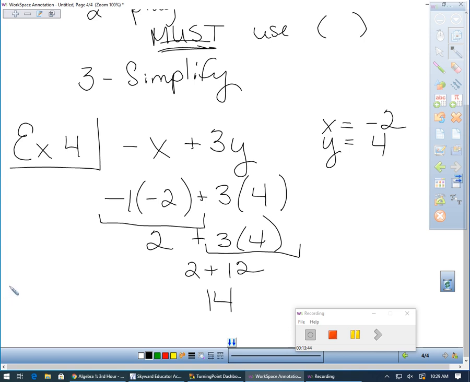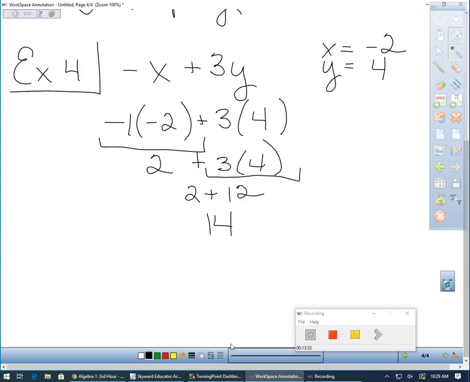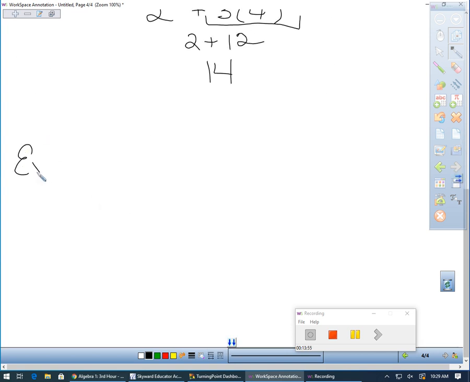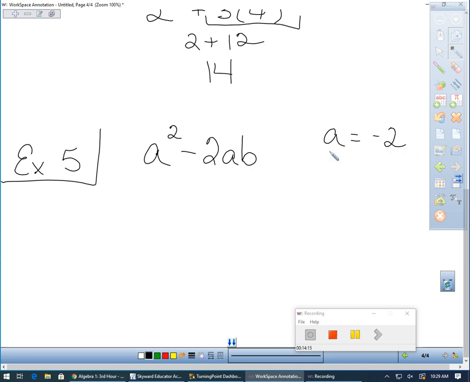Let's try another one. Example number 5. All right, let's say we have a squared minus 2ab, where a equals negative 2 and b equals 3. All right, so again, in this expression, can we simplify it at all? No. Okay, so now we're going to plug in our values, right?